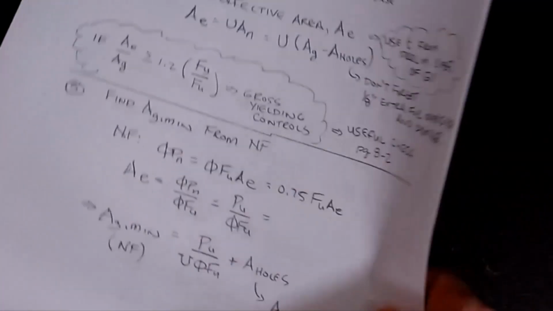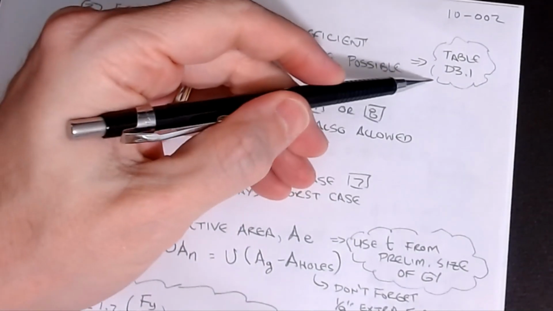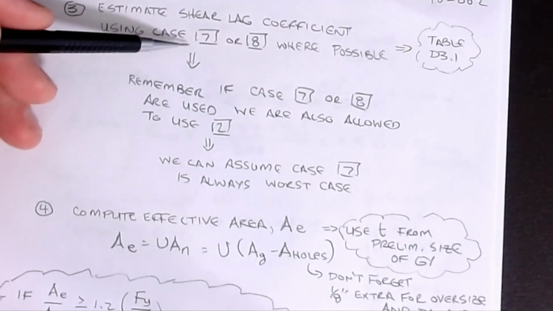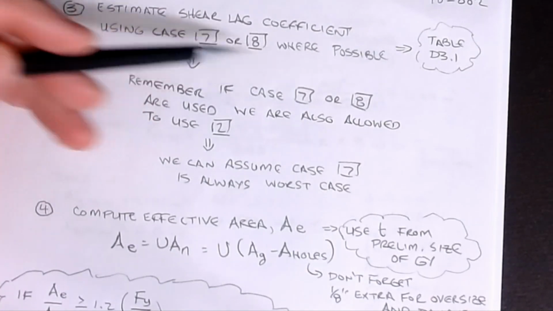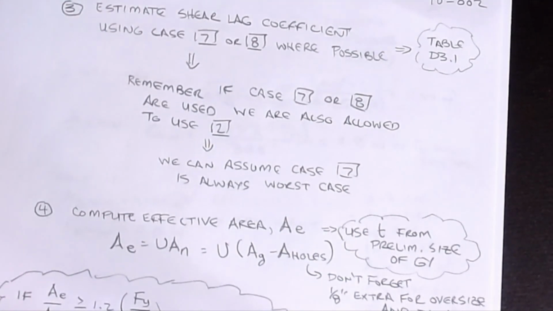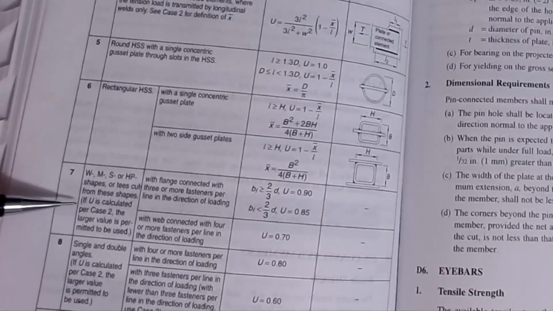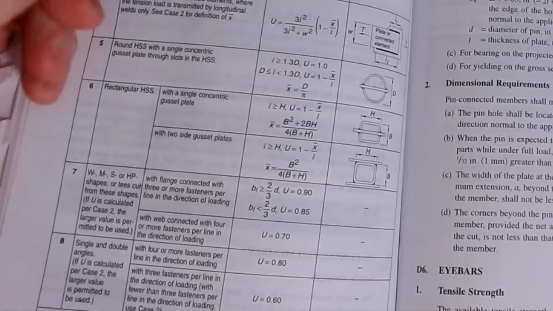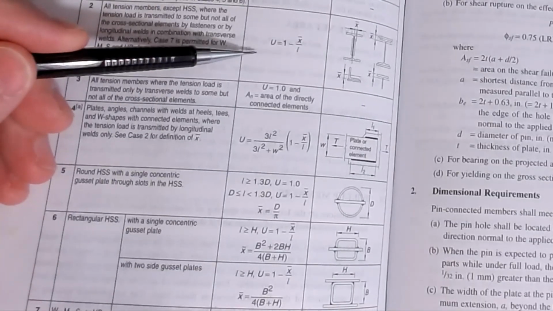Now we're into the game of estimating our shear lag coefficient. Again, this is table D3.1, which I just showed you. The thing to remember is that we can use case 7 or 8, wherever possible, to get a very easy, quick guess at the particular size. But remember the small notes at the bottom of case 7 and 8 say that if U is calculated per case 2, the larger value is permitted to be used. So I can go back up and do case 2, and if case 2 ends up giving me a larger value, I'm allowed to use that.